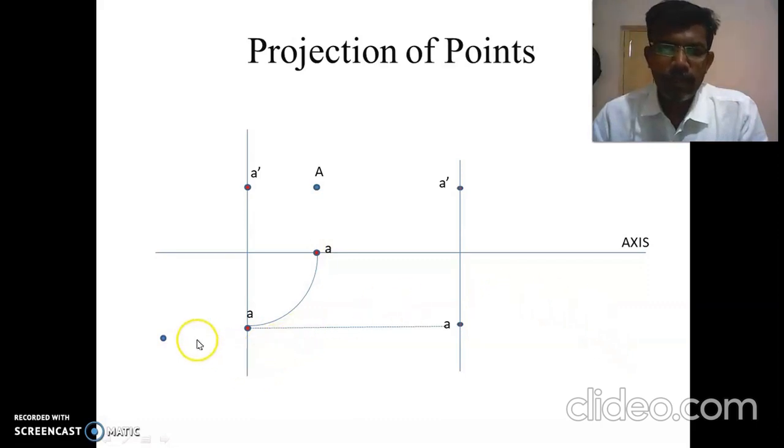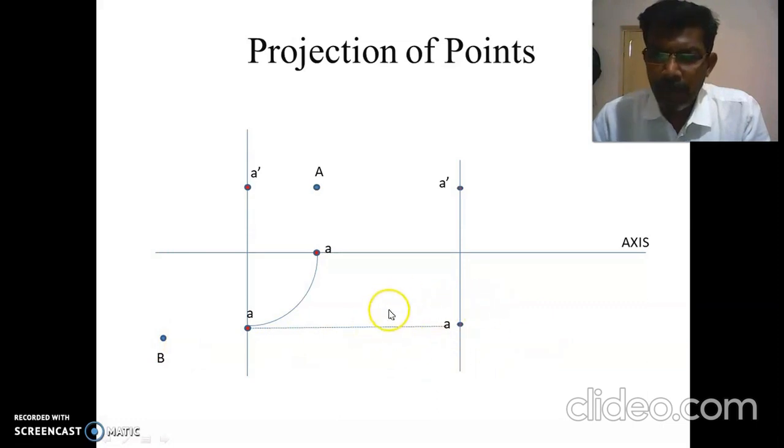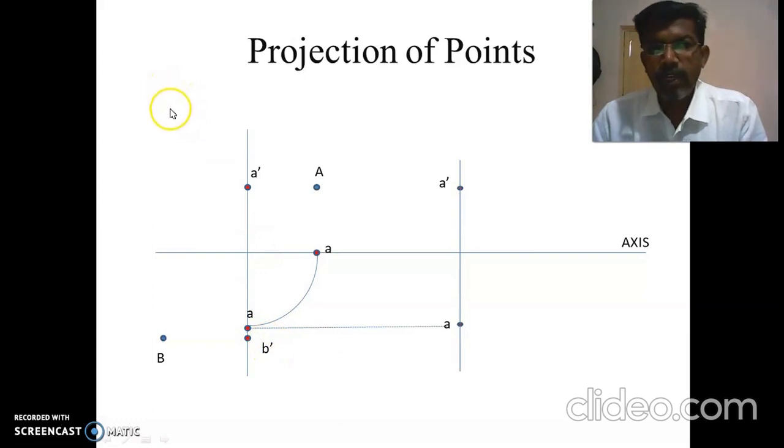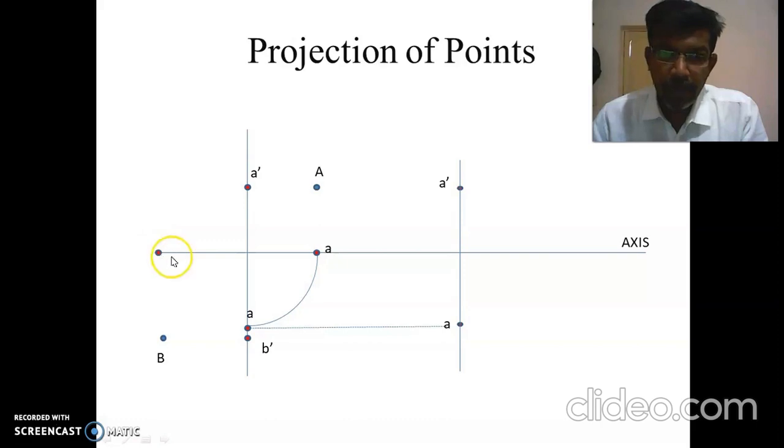So let us take this point B, which is placed in the third quadrant. Now you are sitting here once again in the same place, and this point B is going to appear on the vertical plane below the axis. So here you are going to see the front view of this point B. This is B dash. If you look from the top of the object, the top view is going to appear on this horizontal axis line; name it as B.